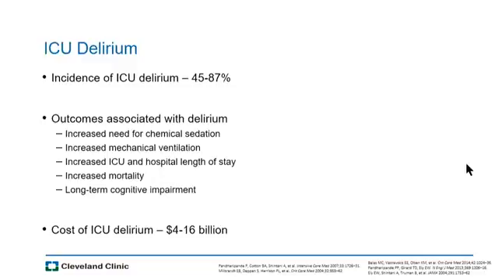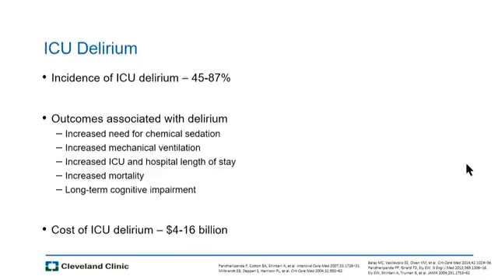So the incidence of ICU delirium ranges in studies from 45% to 87%. This is likely due to reporting from different critical care subspecialties, variable levels of severity of illness, and also thinking about how we actually detect delirium in patients and what routine screening tools we're using to identify patients who are delirious. Some of the outcomes associated with delirium include the increased need for chemical sedation, which can prolong ICU length of stay and hospital length of stay.